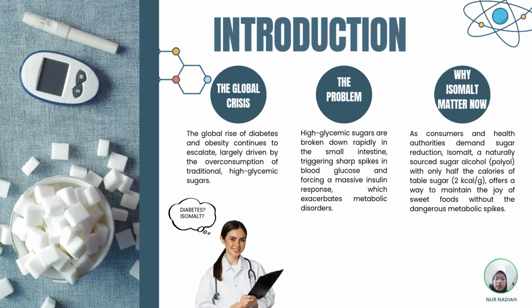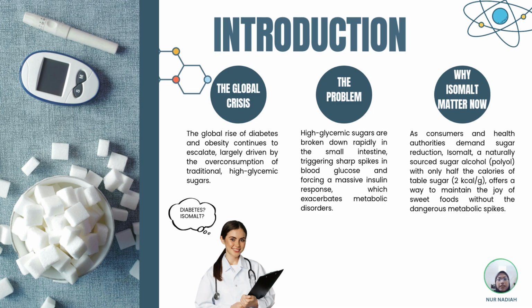We are in the middle of a global health crisis. As the risk of diabetes and obesity continue to escalate worldwide, health authorities are pointing to a major culprit, our overconsumption of traditional high glycemic sugars. But what exactly happens when we eat sugars?